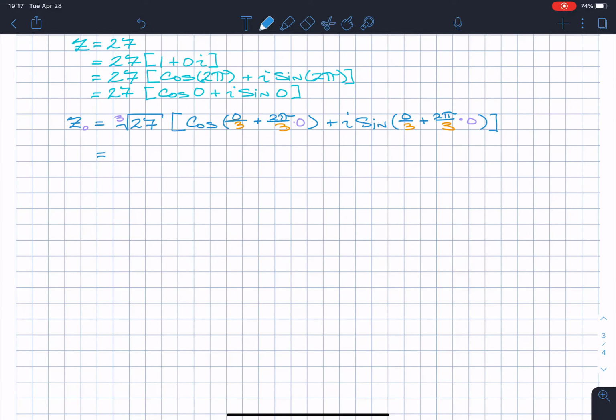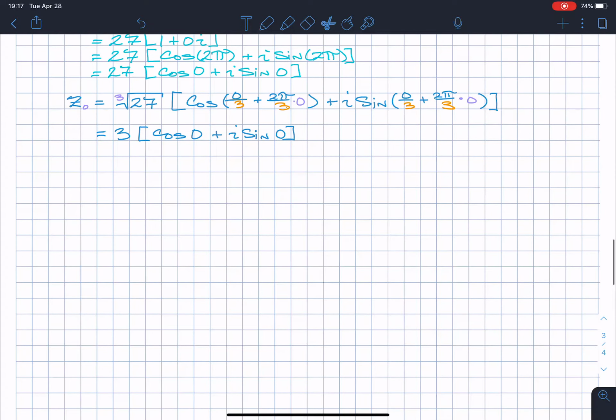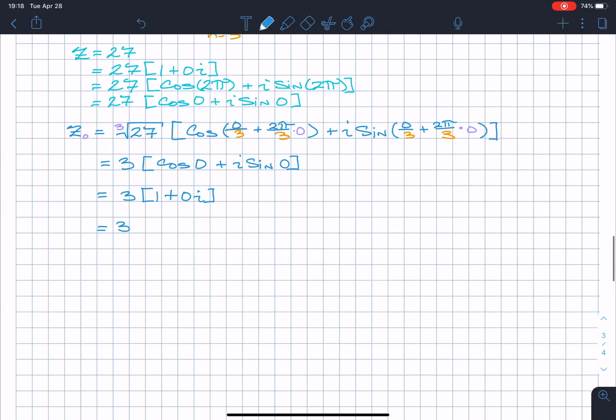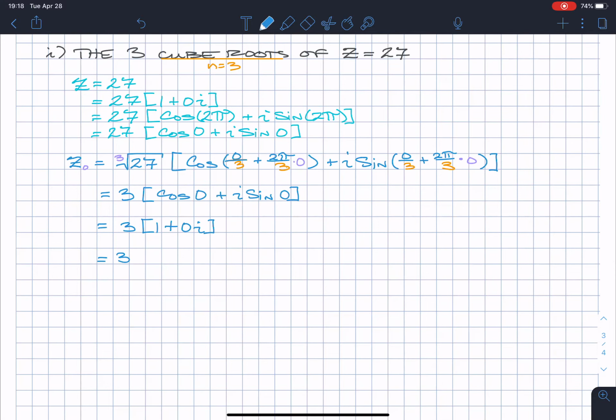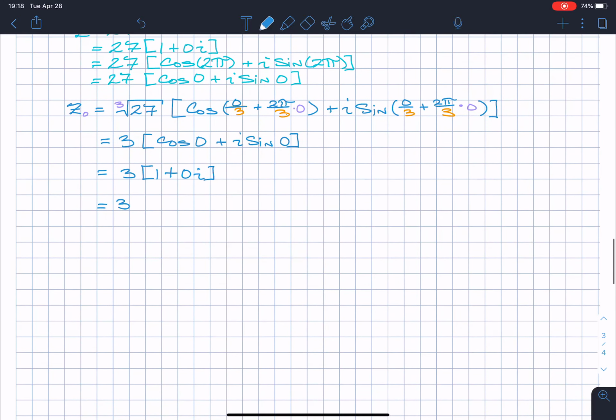Okay, so what do we get here? The cube root of 27 is 3. And what we end up with is cosine of 0 plus i times sine of 0. So that's just 3, right? This is just 3 times 1 plus 0 times i, which is just 3, as it should be, because one of the cube roots of 27 is indeed 3. So we knew that already. So now let's find the other roots that aren't so obvious.